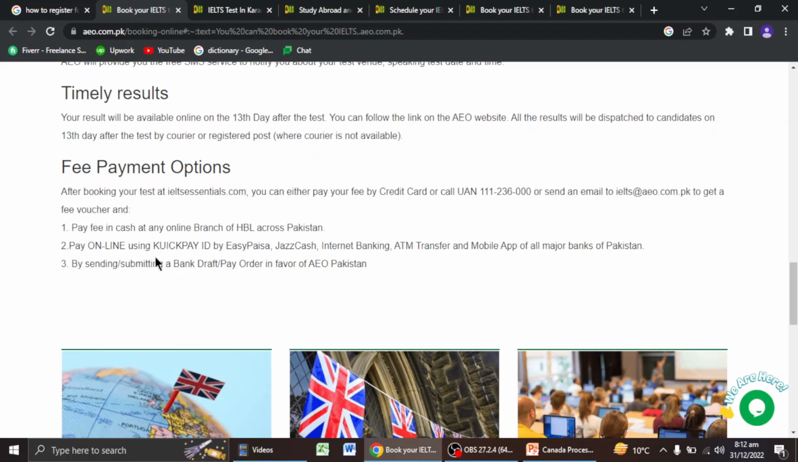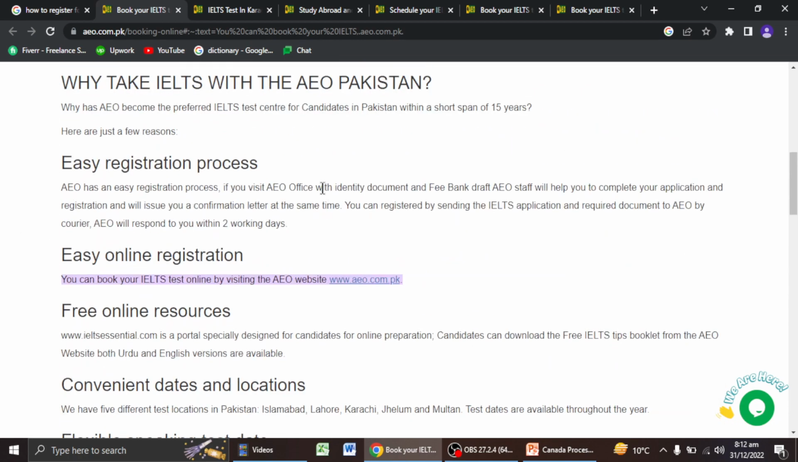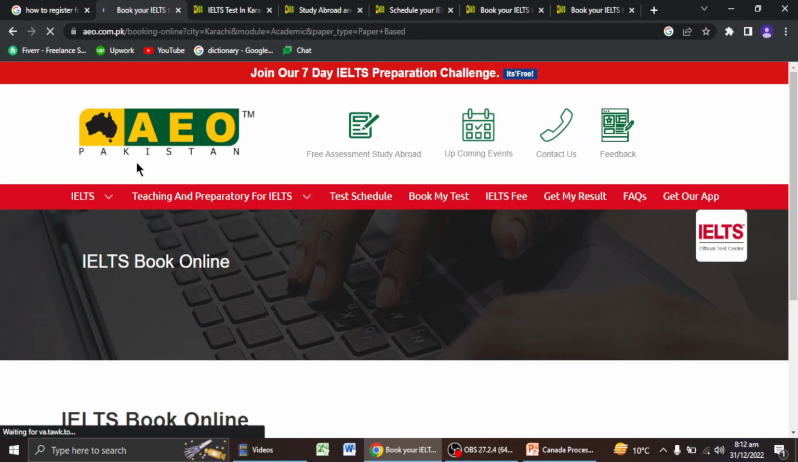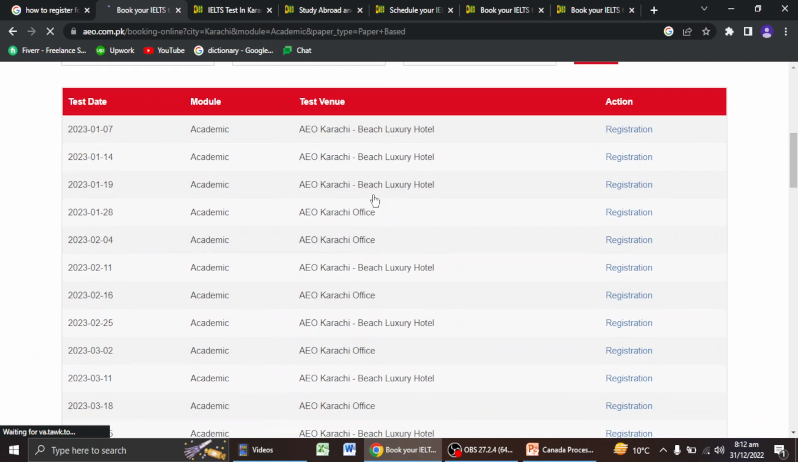And these are the payment options. So nowadays there's Easypaisa, JazzCash, internet banking, ATM transfer, mobile apps, and all these are available. So for example, if I choose this and submit, let the page load, and it's going to tell me about all the test dates that are available in Karachi and the venue. Now this is Beach Luxury Hotel in Karachi, for example, and this is available on the 7th January 2023. So this is the date and this is the month. So don't get confused, because in Pakistan we use the date first, right? So it's in the reverse order.